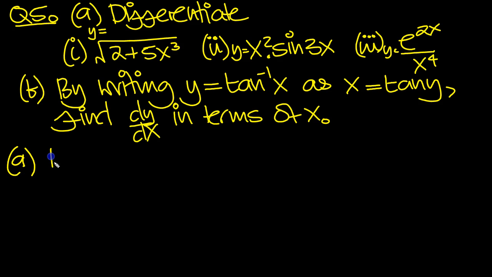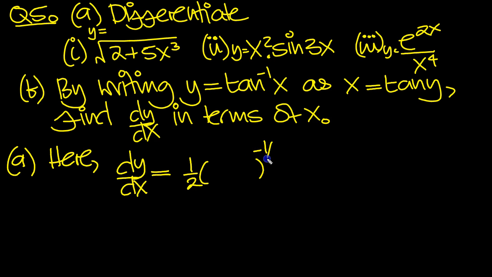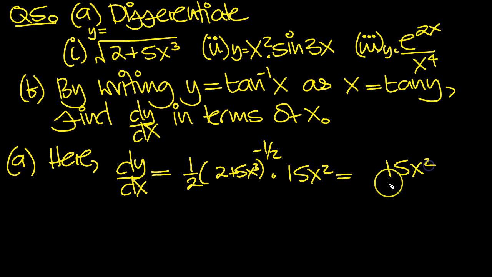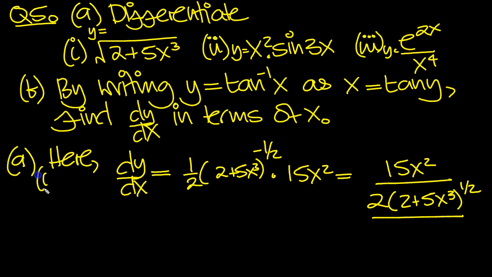So part 1 then, dy/dx is equal to something to the half comes down, something to the 1 less, minus a half, multiplied by the something differentiated, which is 15x squared. And then put the something in, of course, it's the 2 plus 5x cubed. So that's equal to 15x squared on top, over 2. Bring this down underneath, so you flip that to a plus half, don't you? 2 plus 5x cubed to the power half. So that's part 1.